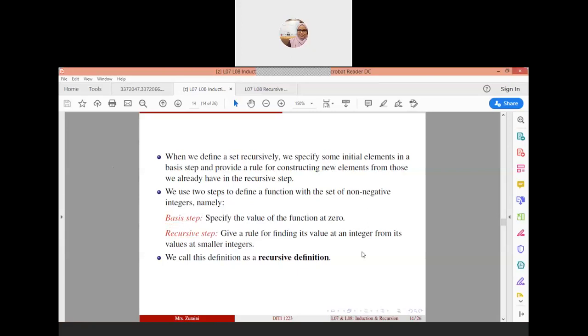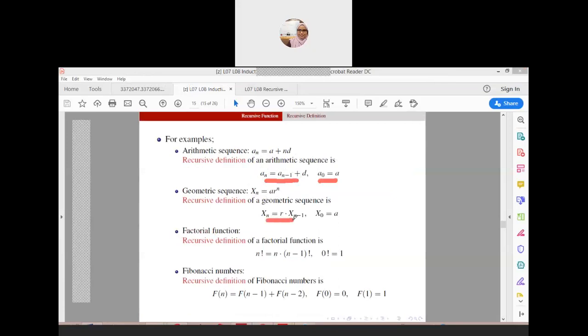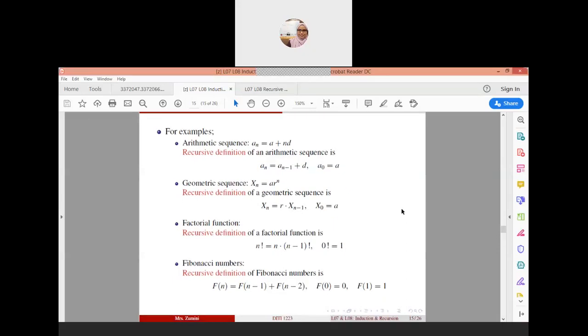For example, here is an arithmetic sequence. This is the recursive definition, this is the recursive step, and this is the basis step. For the geometric sequence also, this is the example of the recursive step, and this is the initial step. Same goes for the factorial function and the Fibonacci function. Actually, we can get the value here by replacing in the formula. Okay, for the example, let me see.